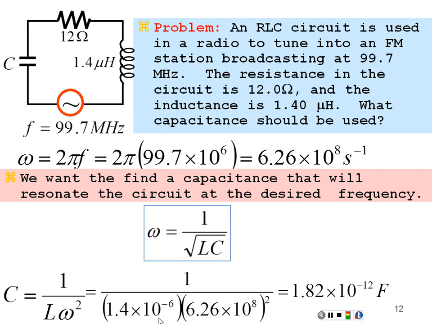That's 1 over 1.4 microhenries times 6.26 times 10 to the 8 radians per second squared. We need a capacitance of 1.82 times 10 to the minus 12 farads, 1.82 picofarads. If we had that in our circuit, it would have the right resonance to pick up that station.